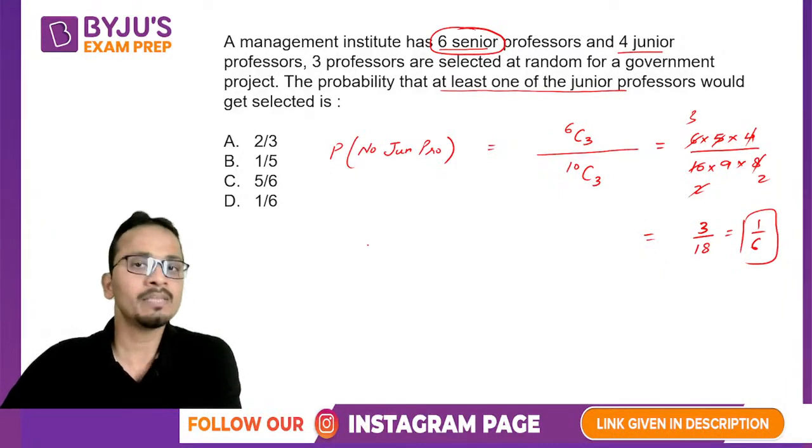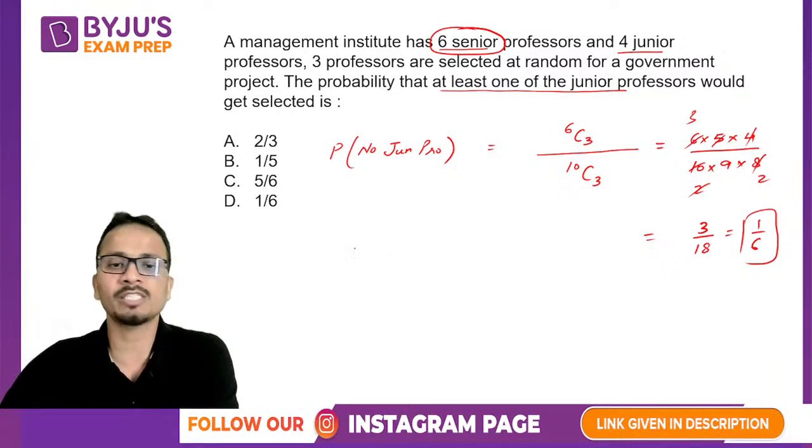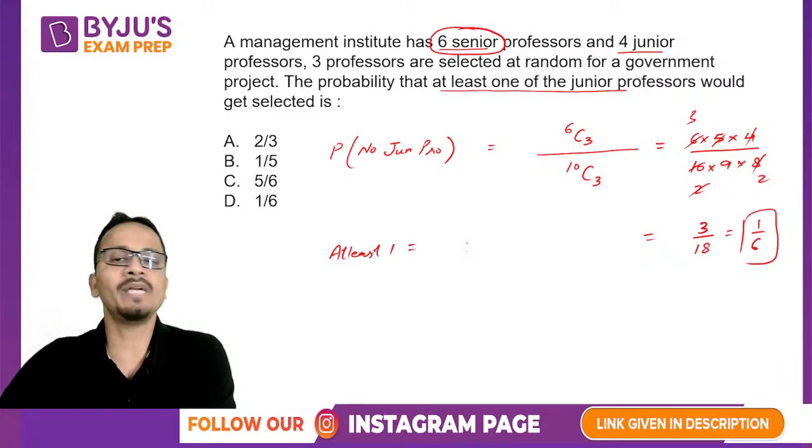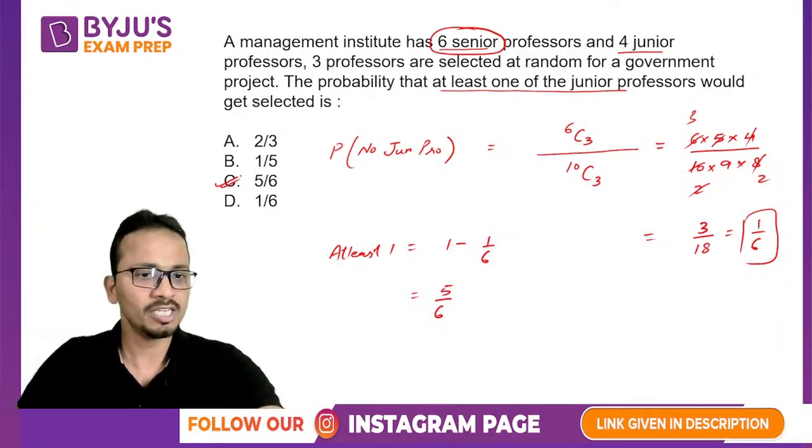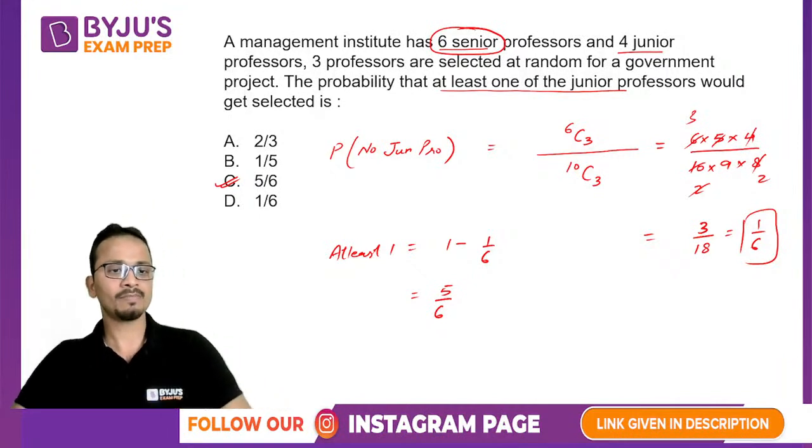Now we were calculating the probability that at least one junior professor is selected. So the probability of at least one becomes 1 minus 1 by 6. So the final answer will be 5 by 6. And yes, the correct answer is option C, which all of you have given. Nice, wonderful, lovely.